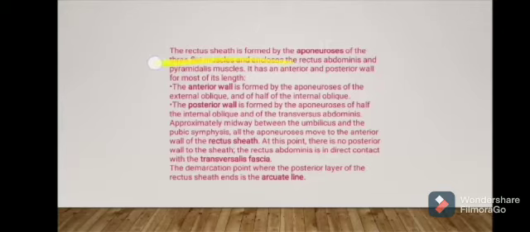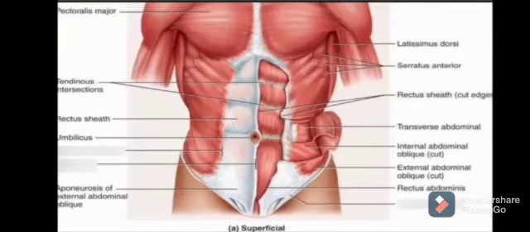Then we are going to discuss the rectus sheath. The rectus sheath is formed by the aponeurosis of three flat muscles. We have seen all the muscles, the external oblique muscle, the internal oblique muscle. And this is the cut section of the external oblique. Then we have the internal oblique, then we have the transversus abdominis muscle. And in the middle we have this rectus abdominis muscle.